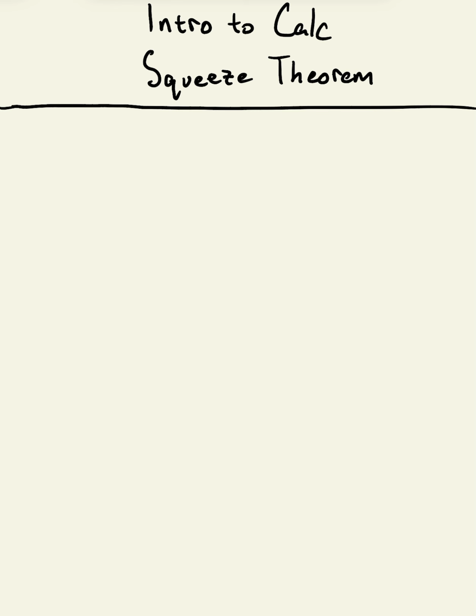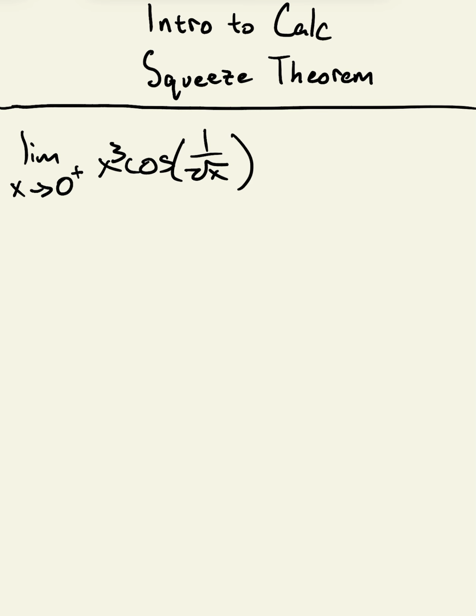So squeeze theorem is kind of complicated, but it's also useful. In this theorem, we're finding the limit of a function by squeezing it between two things that are known. So if we look at this function, this is very intimidating, right? Limit as x approaches 0 from the right of x cubed times cosine of 1 over square root of x. That's very intimidating. So what do we know?